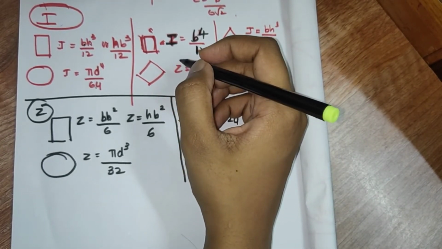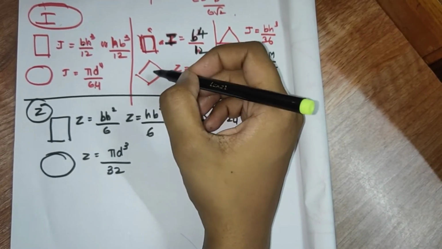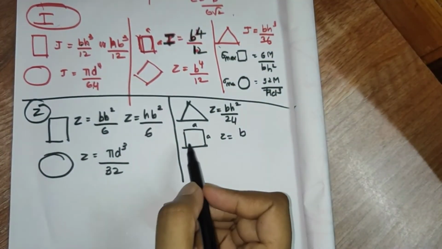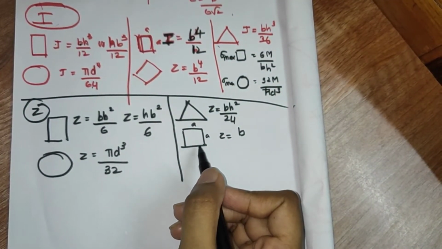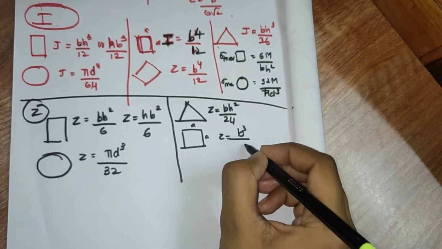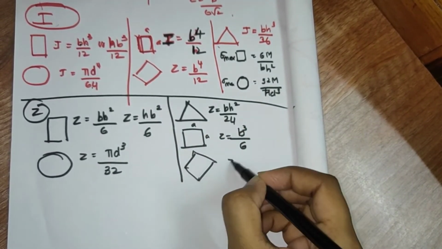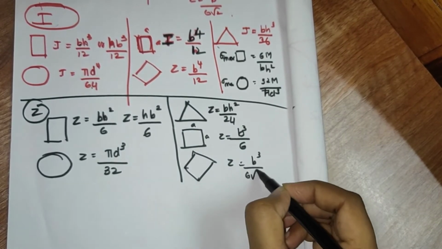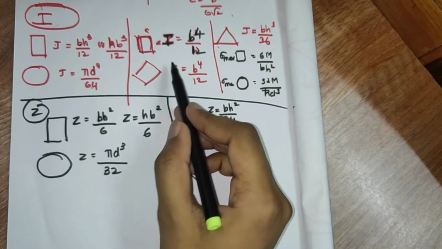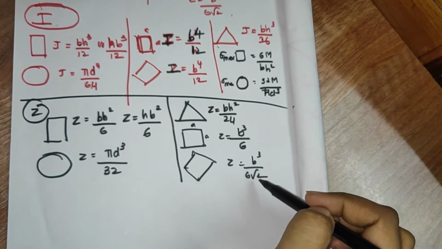And for the rhombus. Okay, for the square, Z equal to b cube divided by 6. I think everything is over. Next, rhombus, Z equal to b cube divided by 6 root 2. B raised to 4 divided by 12 is I, and here Z equal to b cube divided by 6 root 2.